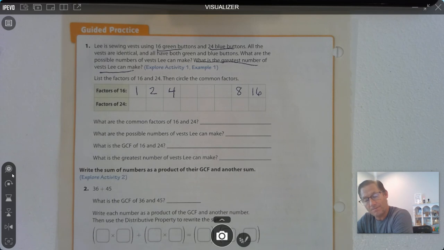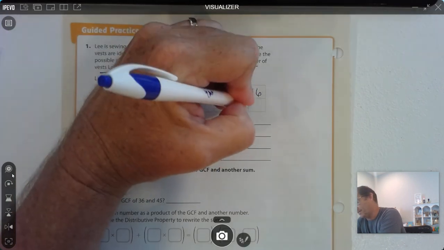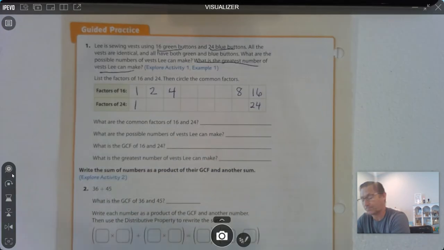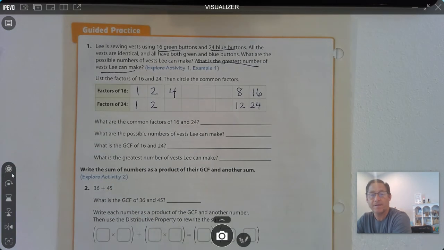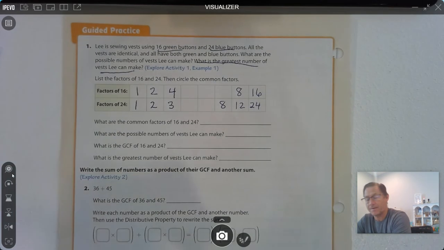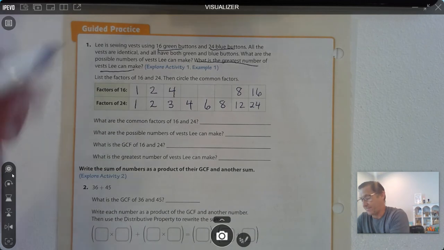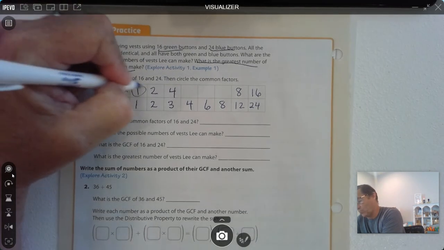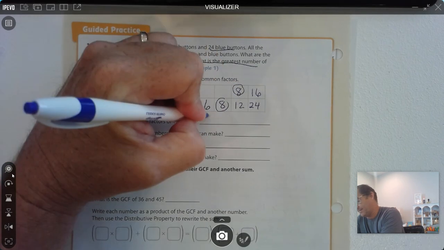Factors of 24 are 1 and 24, 2 and 12, 3 and 8, 4 and 6. So what are the factors in common? 1, 2, 4, 8.